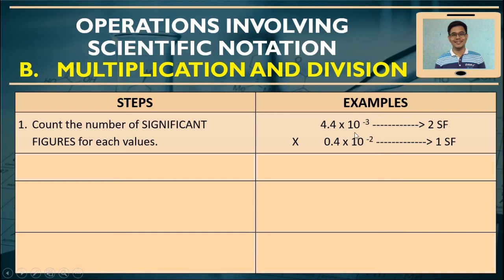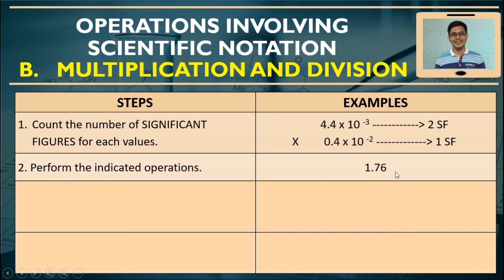So take note, it is not necessary for their exponents to be the same. So for our first step, you only need to count the number of significant figures or digits of each value. And then you can proceed, once you have labeled the number of significant figures, to step number 2, which is you need to perform the indicated operation. So just multiply 4.4 multiplied by 0.4. It will give you the product of 1.76.